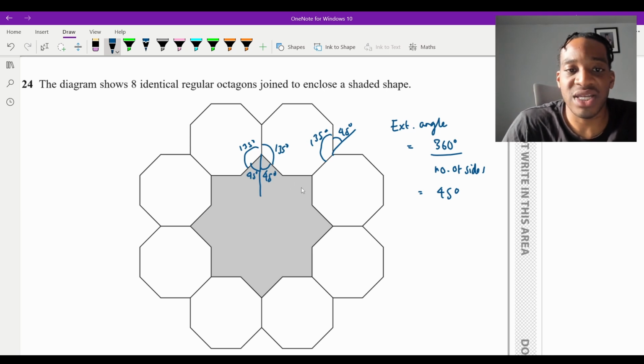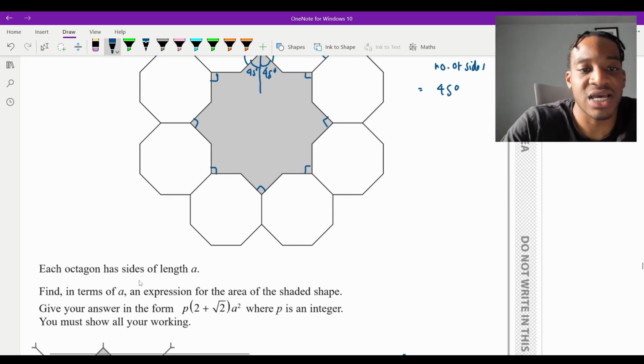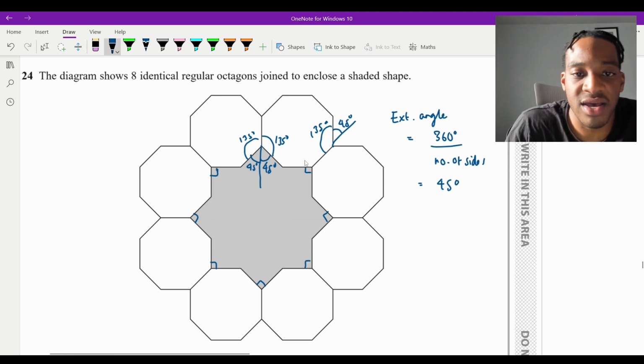Now, essentially what we could say then is from this, we could just say, well, all of these here in the corners, right? These are all right angles, like this, like that, like this, like that, and like this. And we also know that each of these lengths, right, are A's. Remember, they told us that each octagon has side lengths of A. So essentially what we have here is we've got a right angle triangle with the base and the height to be A, right?